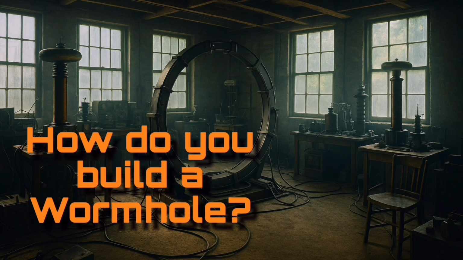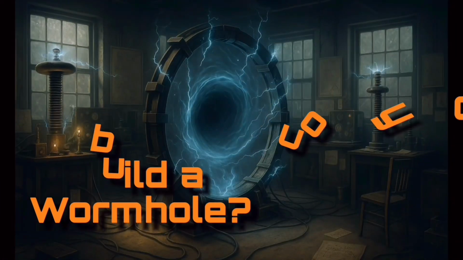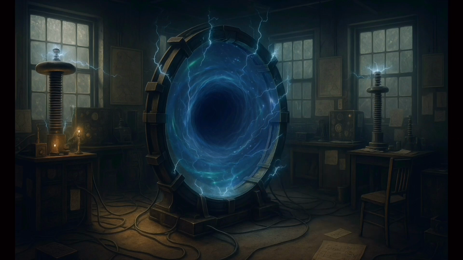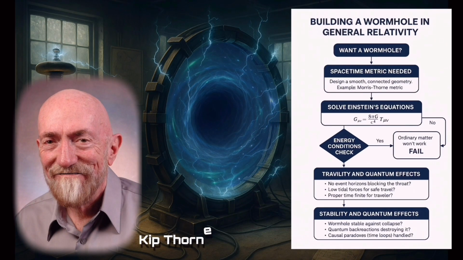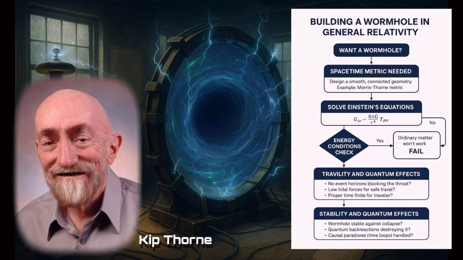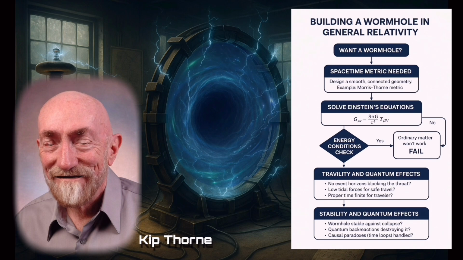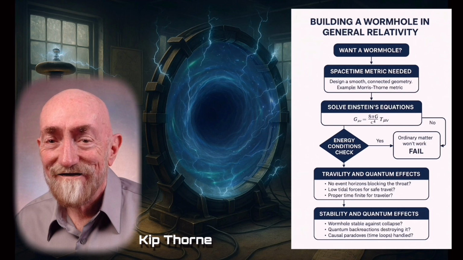How do you build a wormhole? To build a wormhole in general relativity, one must design the perfect metric, solve the Einstein field equations, make it safe for travel, and make it quantum mechanically stable. This is quite a challenge. However, the mathematical framework for this exists, and it's general relativity that provides the blueprint.